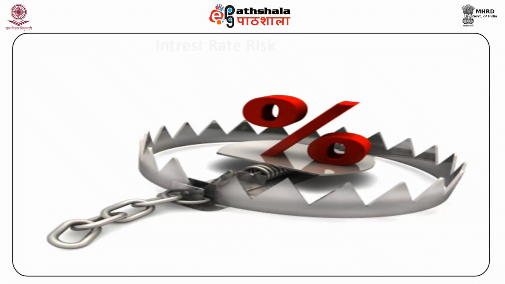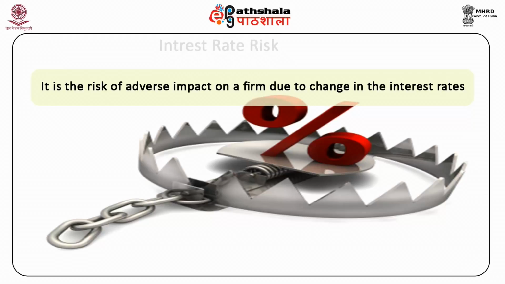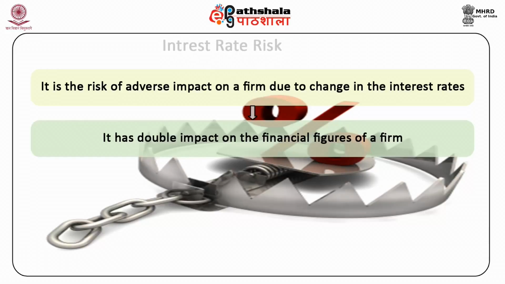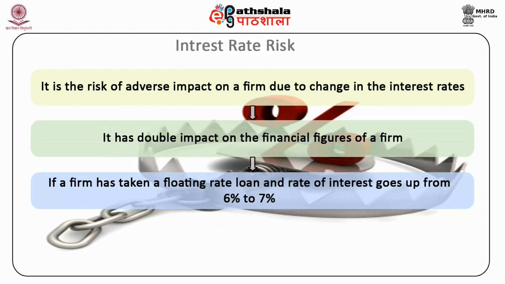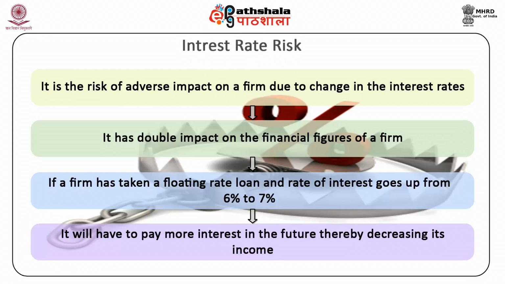Interest rate risk. Interest rate risk is the risk of adverse impact on a firm due to the change in interest rates. It has double impact on the financial figures of a firm. On the one hand, it affects the income of the firm, and on the other hand, it changes the value of its assets and liabilities. For example, if a firm has taken a floating rate loan and the rate of interest goes up from 6% to 7%, it will have to pay more interest in the future, thereby decreasing its income. Similarly, a firm which has fixed rate assets will lose some value of the asset if the rate of interest goes up. Interest rate risk becomes all the more prominent for a firm if it has assets at fixed rate and liability at floating rate or vice versa.